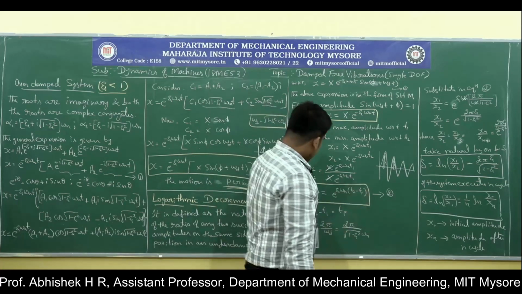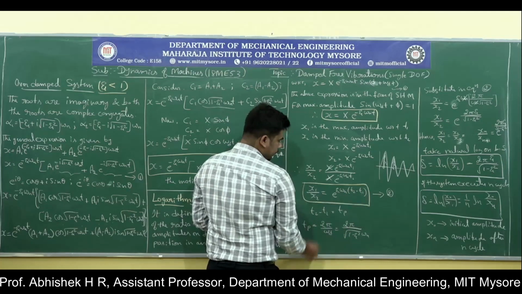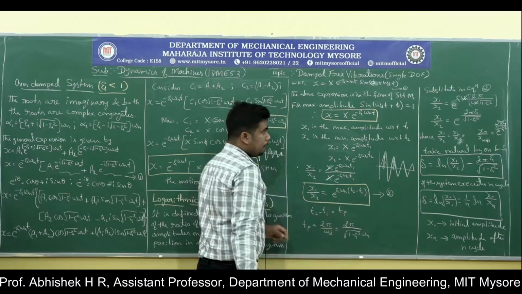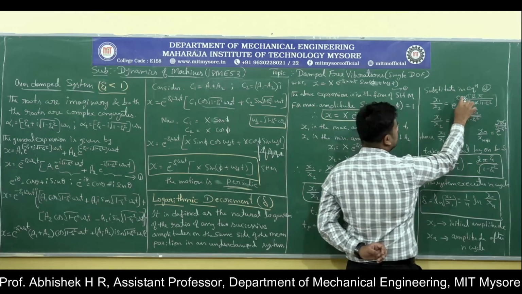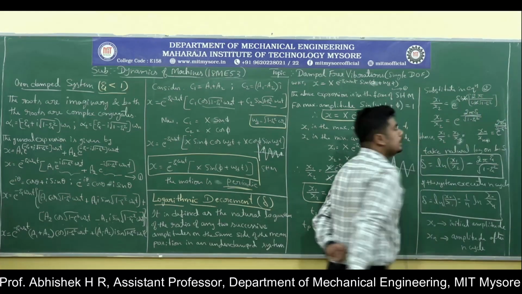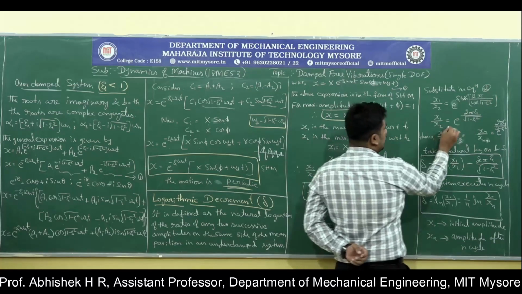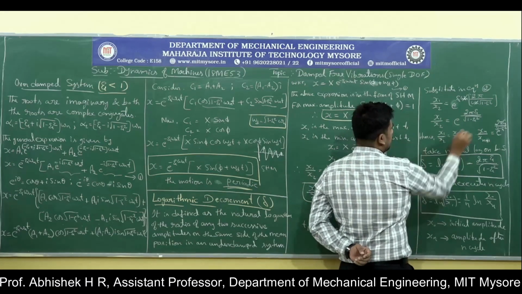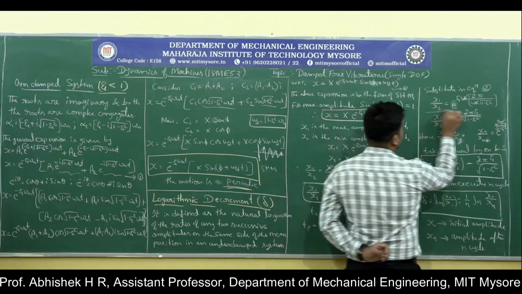Now just substitute this Tp value in place of t2 minus t1, because t2 minus t1 is nothing but Tp. So we will get x1 by x2 is equal to e to the power of zeta omega n into 2 pi by omega n into square root of 1 minus zeta square. Here we have omega n and omega n, just cancel this. So you will get this factor e to the power of 2 pi zeta divided by square root of 1 minus zeta square.